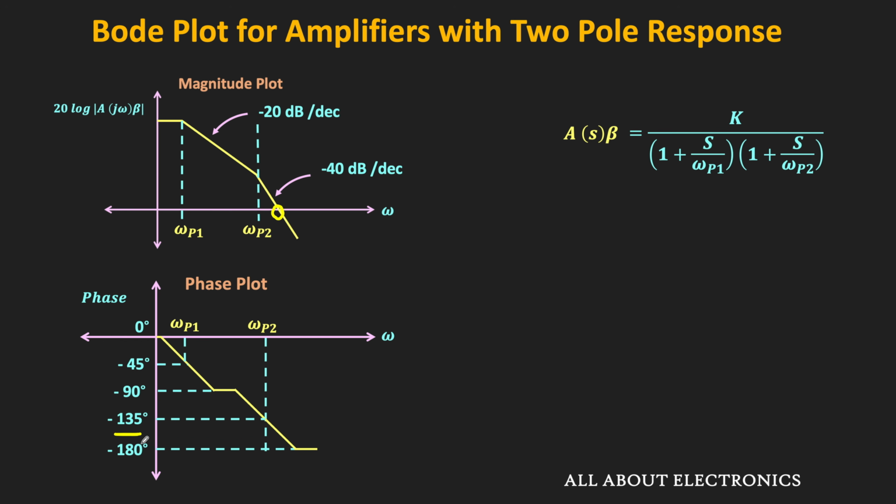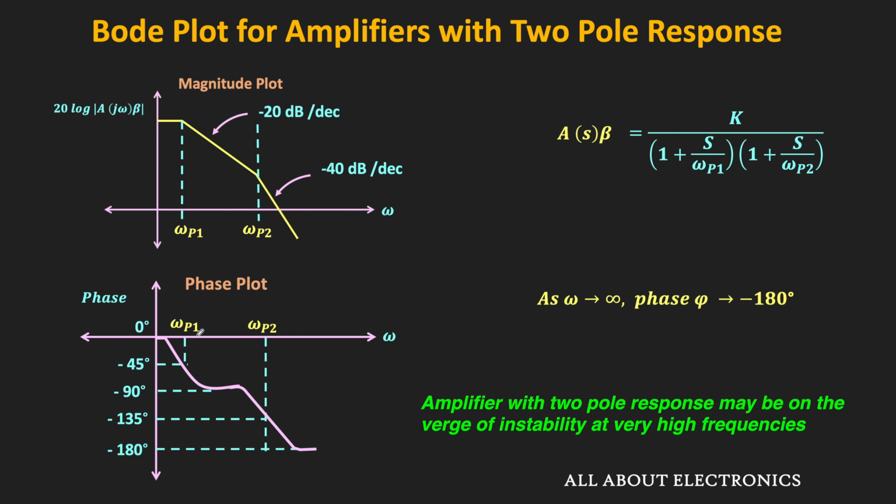Here, between 0.1 omega p1 to 10 omega p1, we have drawn a straight line. And further, between 0.1 omega p2 to 10 omega p2, once again we have drawn a straight line. But actually, if you see the phase plot, then it will look something like this. Here also, at very high frequencies, the phase of the A beta is close to minus 180 degree. But actually, the phase will reach minus 180 degree at infinite frequency. So we can say that for two pole systems, this feedback amplifier will be on the verge of instability at very high frequencies. But still, we cannot say it is unstable.